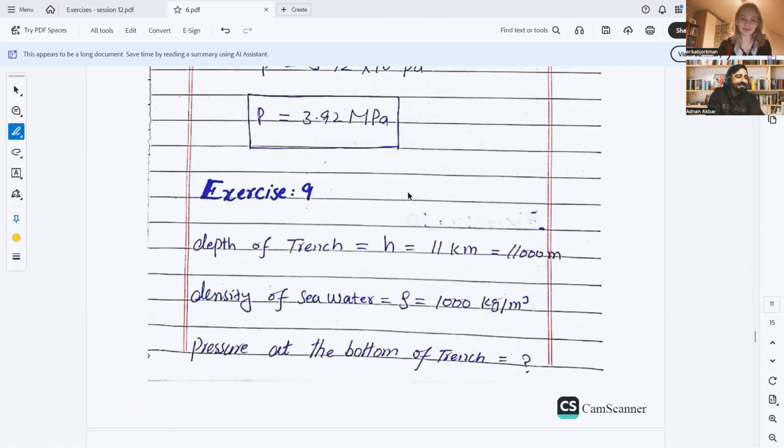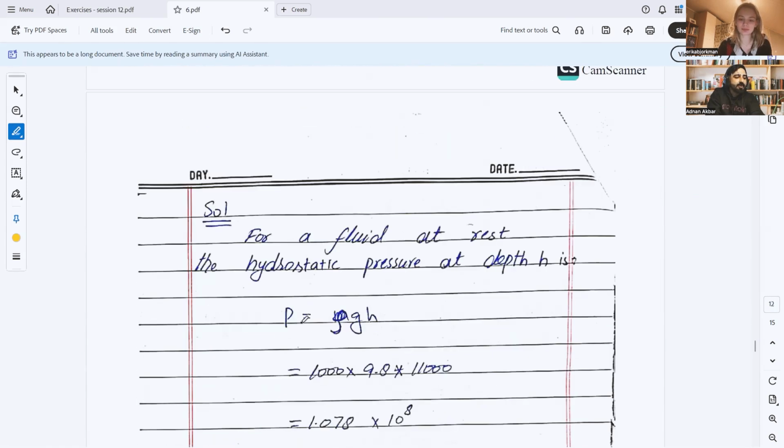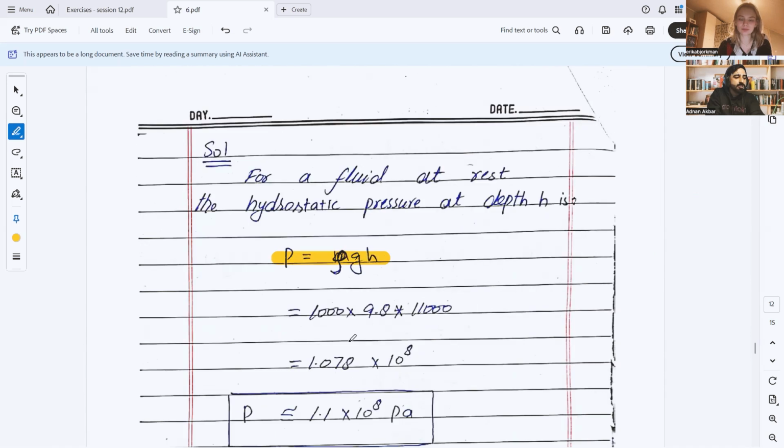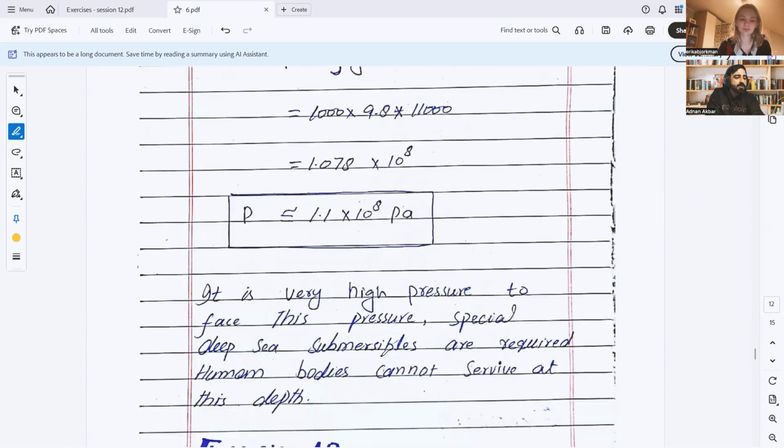Okay. Here you can see height, density. You have to calculate the pressure. Pressure is equal to rho gh. Put the values, calculate the pressure.